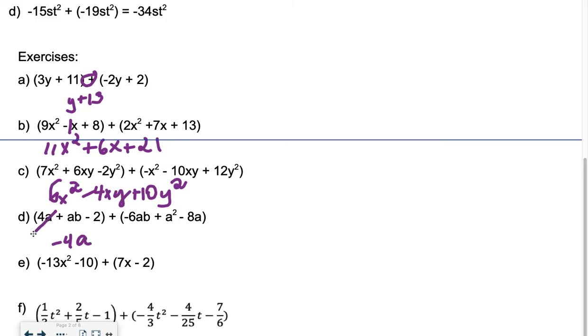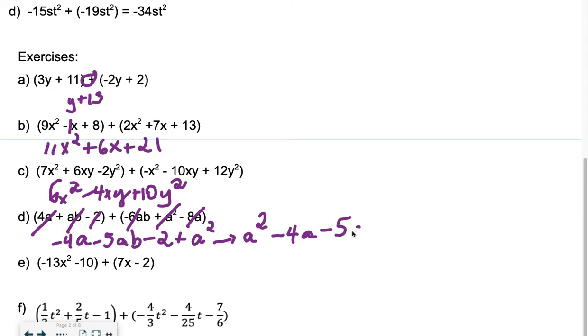I also like to cross out the terms as I use them. ab minus 6ab, those are like terms. Minus 2, there's no other constant, that's called a constant. And there's no other a squared term. You can leave your answer like this, but let's get in the habit of writing in standard form. So a squared minus 4a minus 5ab minus 2.